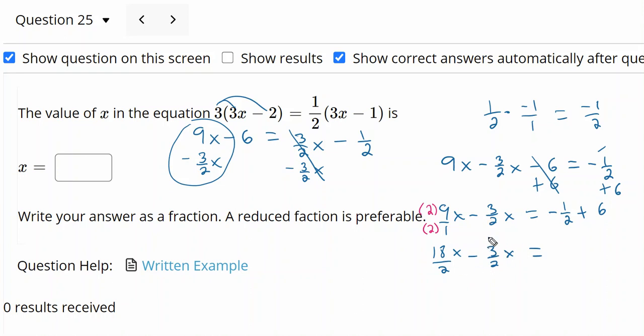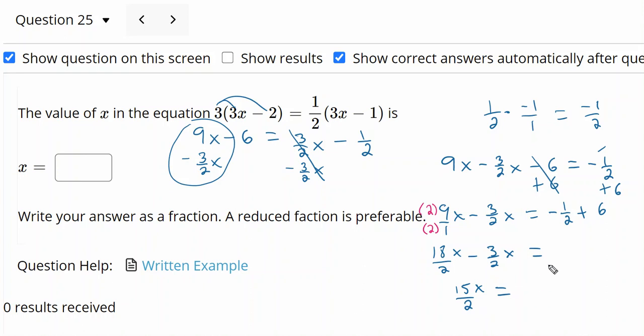Because now we're almost there. Now we have like terms, right? These coefficients up front have like... or sorry, not like terms, like denominators, right? They're the same thing. So now we can just subtract the numerators. 18 minus 3. This would be 15x over 2.